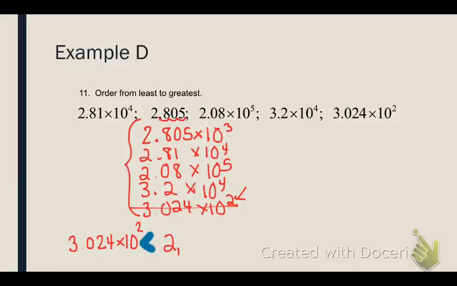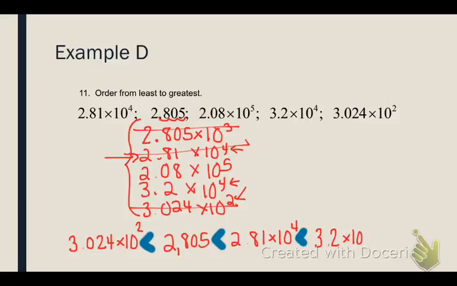Now I'm going to write that back in its original form. It's good practice to always put your numbers in the form they were expressed in. Now, to the 4th power, I have 2 of them. So then I'm going to look at the a values. 2.81 is smaller, so that one's next. Is less than 3.2 times 10 to the 4th, which is then less than, I'm running out of space here, 2.08 times 10 to the fifth, and I'm going to write that underneath here. Hopefully you budgeted for more room on your paper.